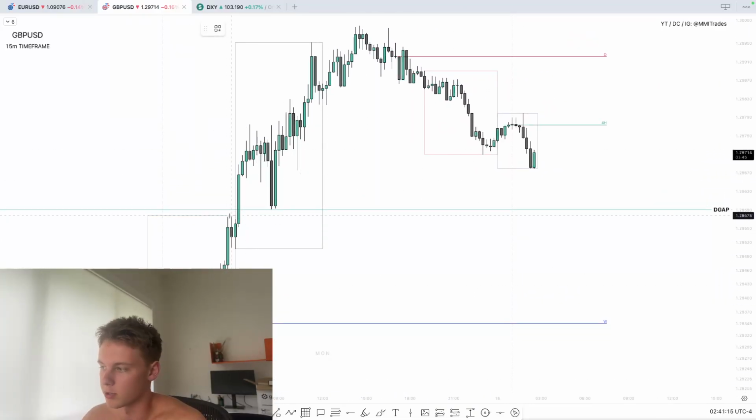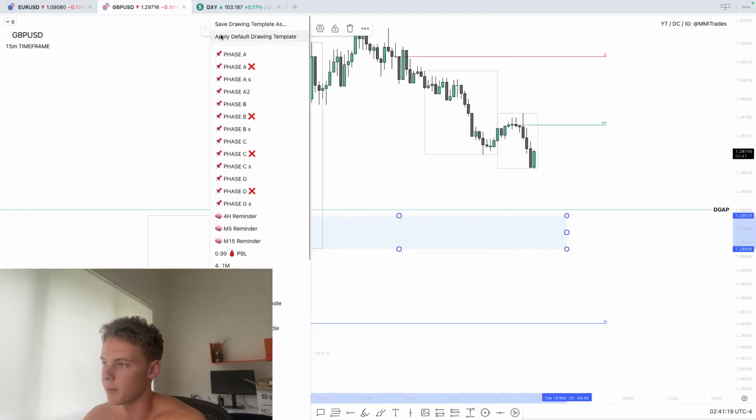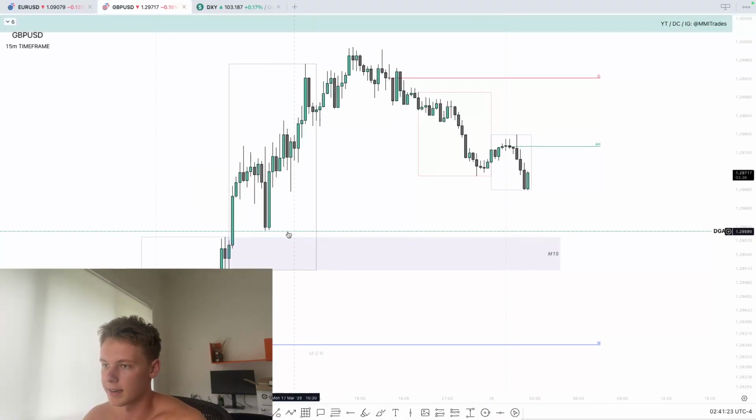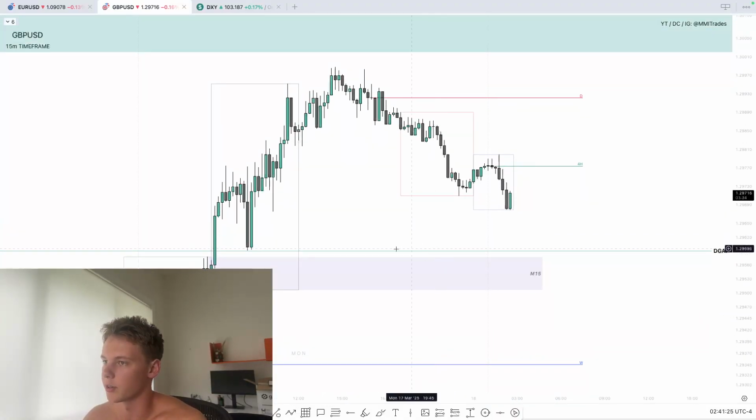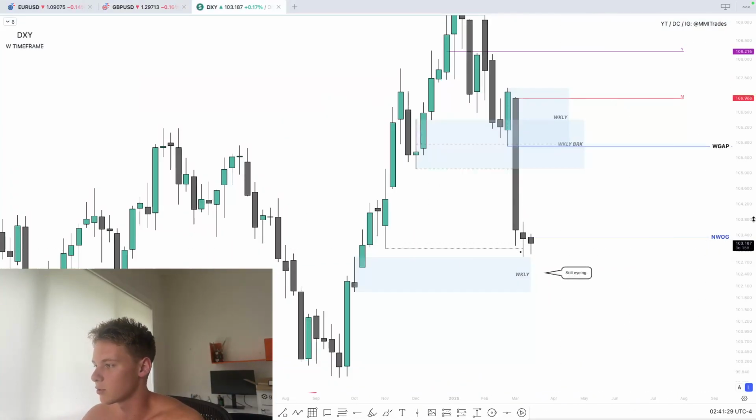So we have this 15-minute zone right here on GBP USD, which is just in the daily order block, sorry. And yeah, below the M15 liquidity point. So this is a nice area to potentially look for longs. Let's go to the DXY now.